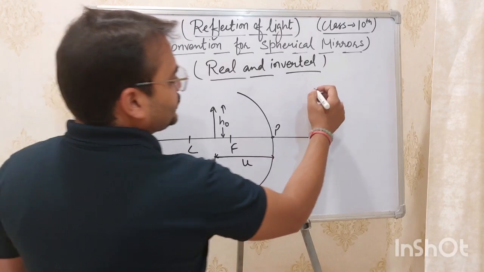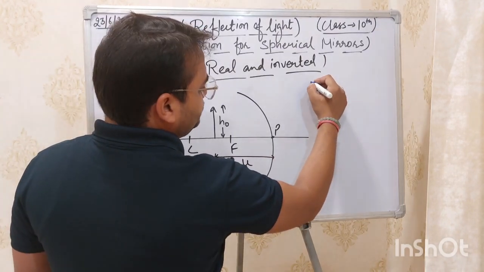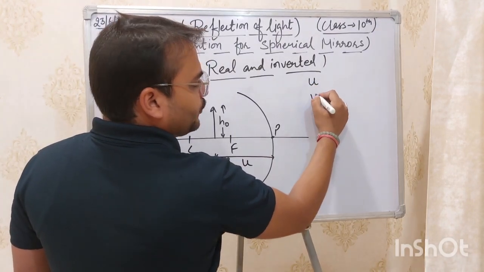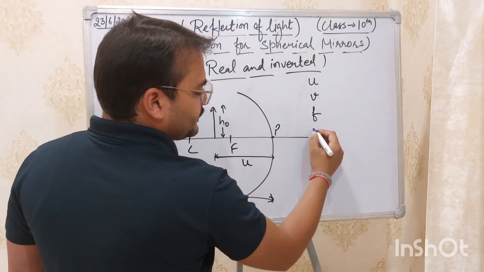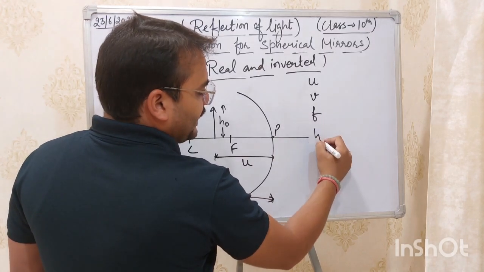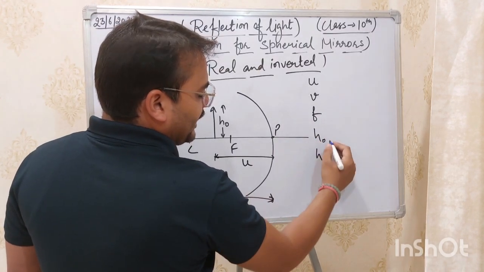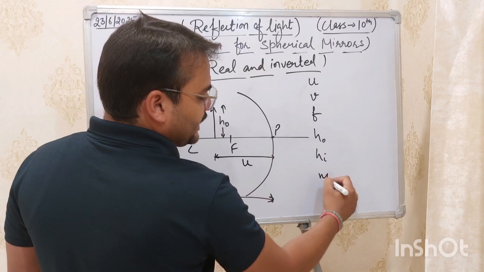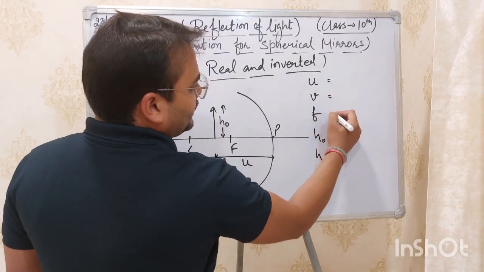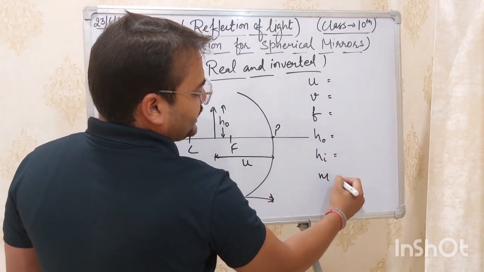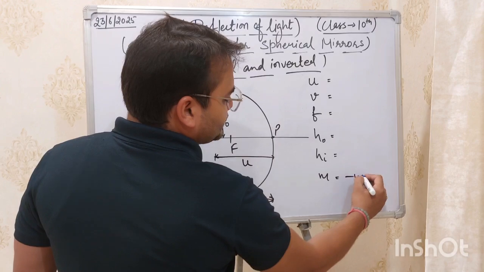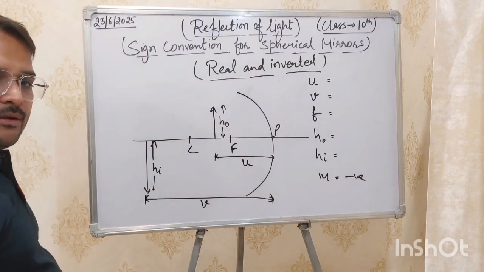Now the sign convention again: U, V, F, HO, HI, height of the object, height of the image, and magnification. For the real image, magnification we always consider negative, always negative.